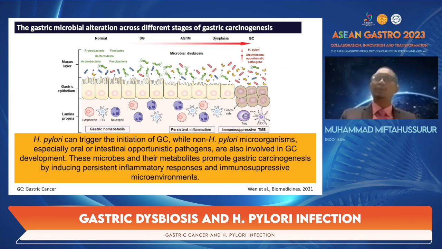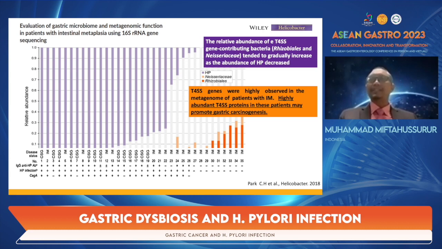The figure explains how H. pylori can trigger the initiation of gastric cancer, while non-H. pylori microorganisms, especially oral or intestinal opportunistic pathogens, are also involved in gastric cancer development. These microbes and their metabolites promote gastric carcinogenesis by persistent inflammatory response and also immunosuppressive microenvironments. A research study in patients with intestinal metaplasia showed that relative abundance of the T4SS gene contributing bacteria, Rhizobiales, and also Neisseriaceae tend to gradually increase as the abundance of HP decreases. Highly abundant T4SS protein in these patients may promote gastric carcinogenesis.